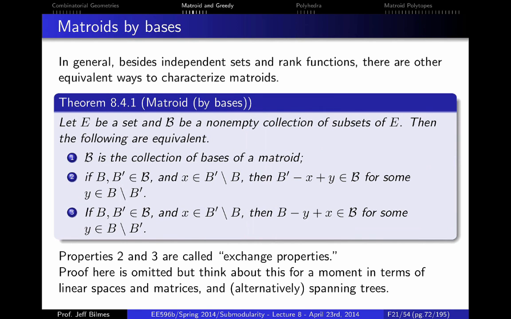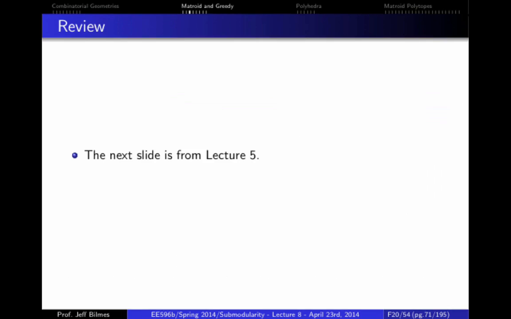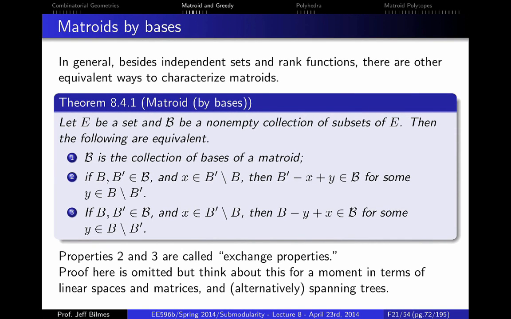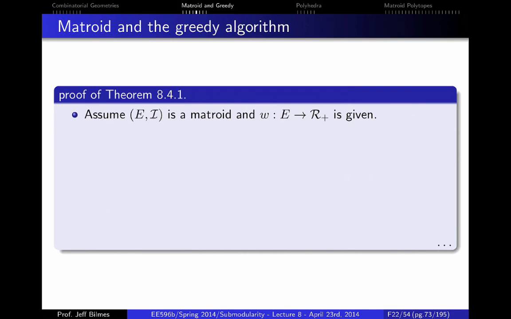So let's review a little bit. Remember the matroid by bases definition from lecture 5. It's exactly the same slide. Remember, the bases have this exchange property: if we have two bases, and we choose one item that's in one but not the other, then we can subtract it from one and add somebody from the other and still have a base. These are exchange properties. So what we want to do is prove the theorem. Any questions about the statement of the theorem?